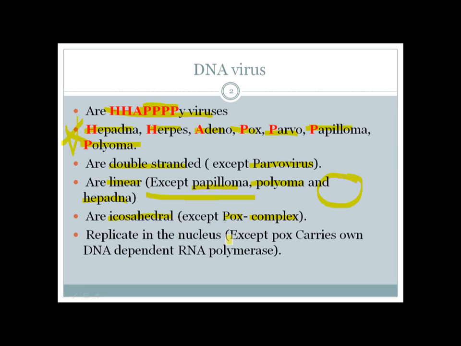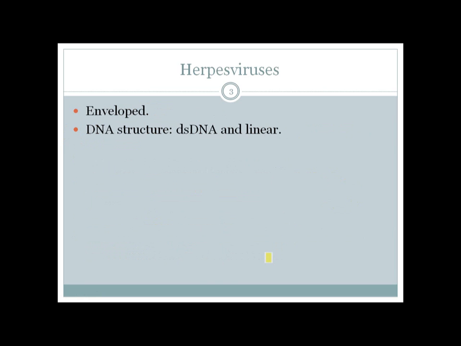And as you have your DNA inside the nucleus, the DNA viruses will also like to go to the nucleus and replicate there. So this is a general rule for most of the DNA viruses, except for pox viruses, because pox carries its own DNA-dependent RNA polymerase, and that's why it can replicate inside the cytoplasm.